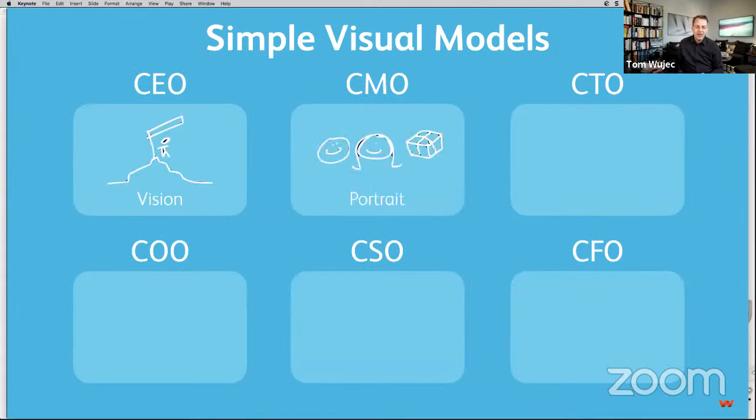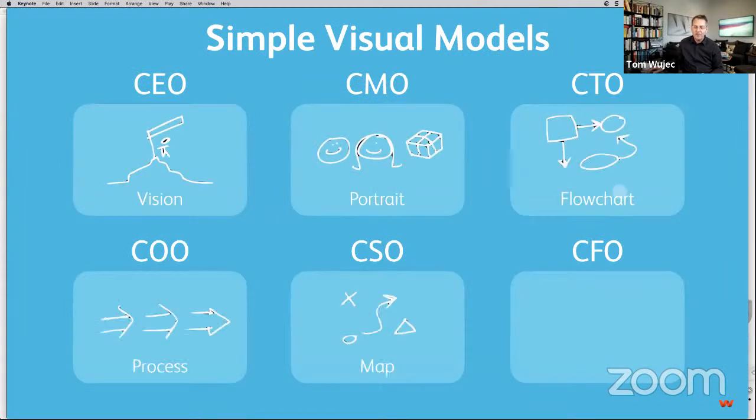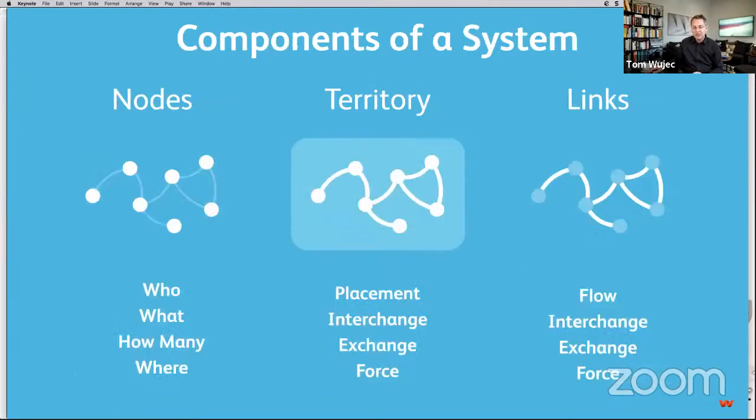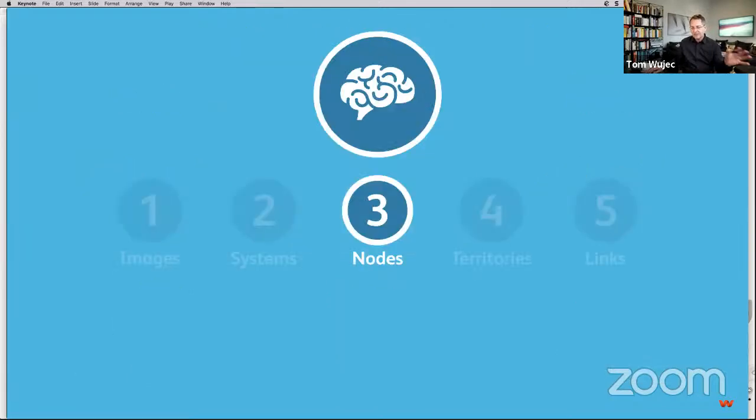I showed also that there are different preferred types of drawings that different stakeholders in an organization, as well as stakeholders in our brain, our inner CFO, CMO, CTO, and so on, like to represent information. Okay, so those are systems.